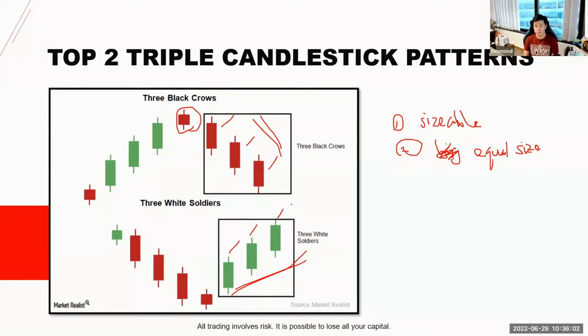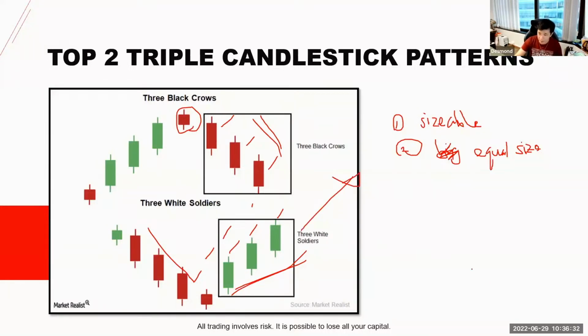So three black crows and three white soldiers is another of my favorite triple candlestick patterns you can use when trading, especially useful because you can use it to play breakouts, and you can use it to play reversals. In this case, at a reversal, if you notice one, two, three crows, you have a much higher chance that the momentum will take you all the way there.